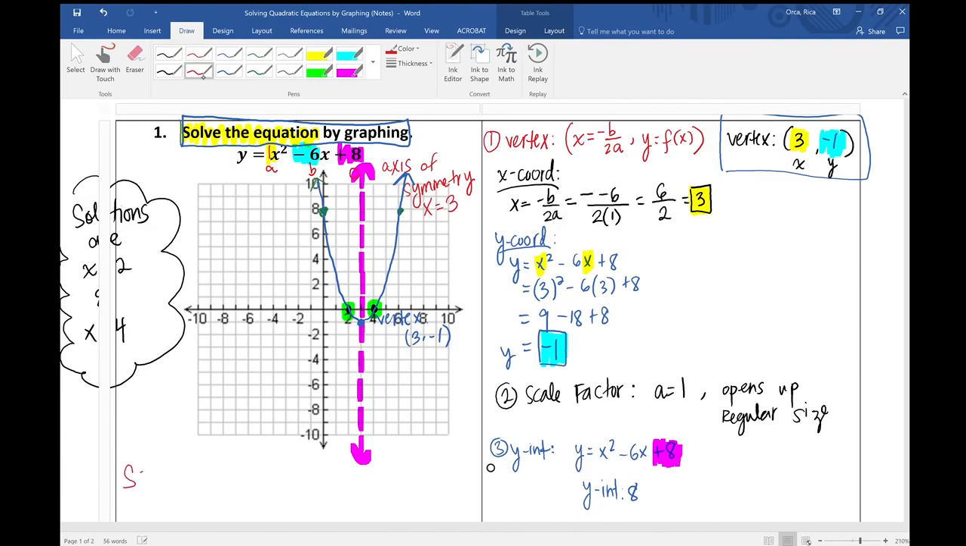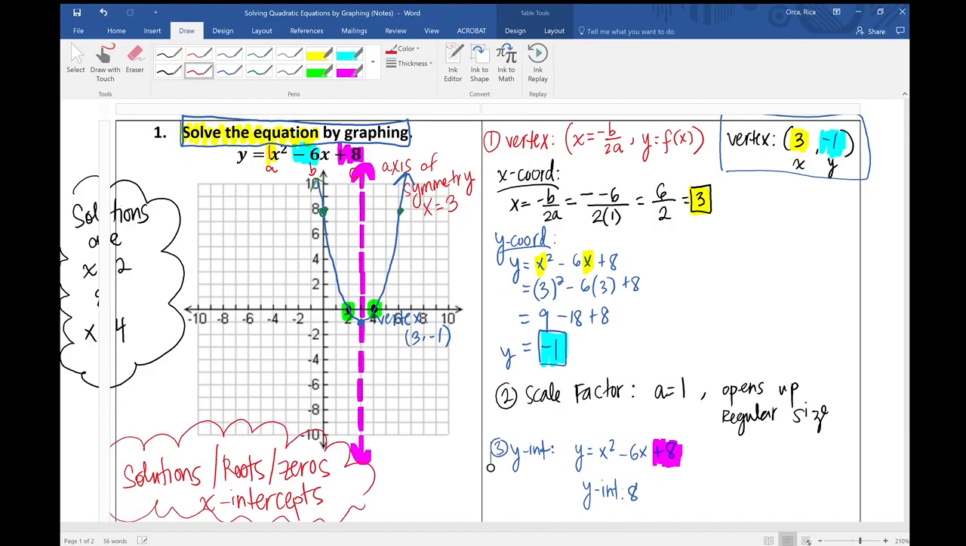Another name for solutions are roots. Sometimes we call them zeros. And sometimes we even call them x-intercepts. So if I ask you to find the solutions of the equation, what you're looking for are your x-intercepts. If I asked you to find the roots, you're looking for your x-intercepts. If I asked you to find the zeros, you're looking for your x-intercepts. They all mean the same thing. Once again, the solutions are x equals 2 and x equals 4. This is your answer.